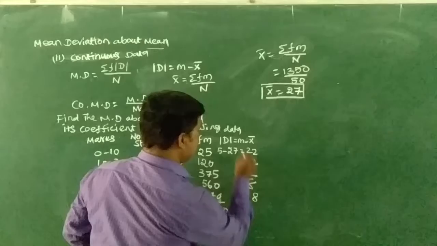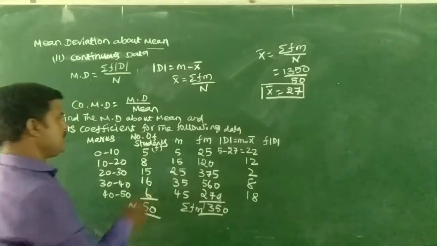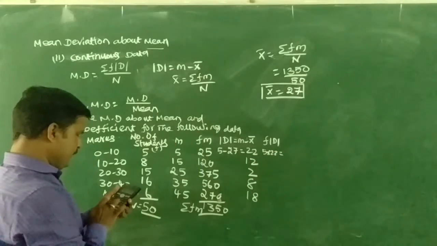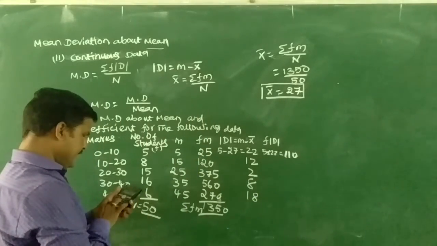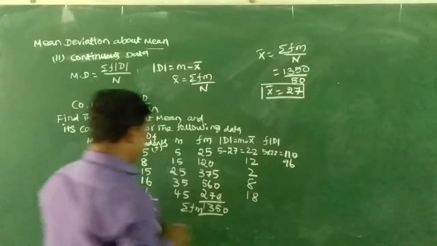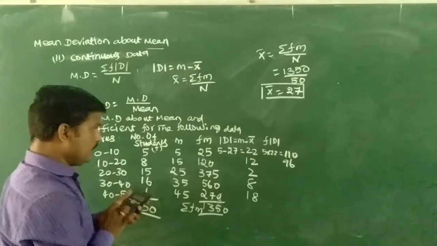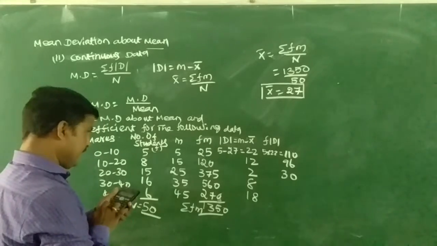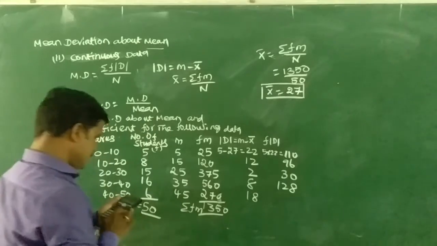Next you can multiply f into modulus of d. 5 into 22, 110. Next 8 into 12, 96. Next 15 into 2, 30. Next 16 into 8, 128. Next 6 into 18, 108.